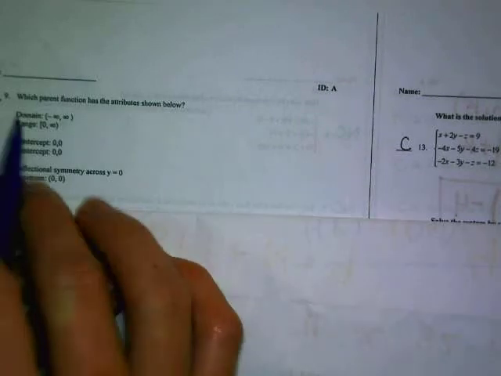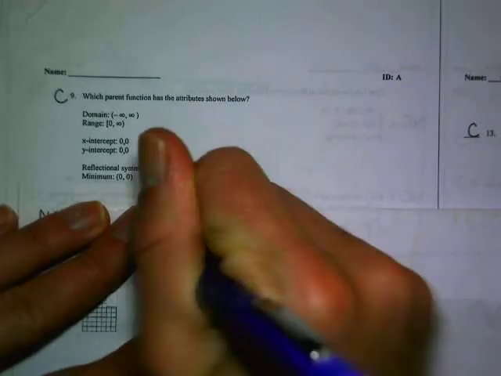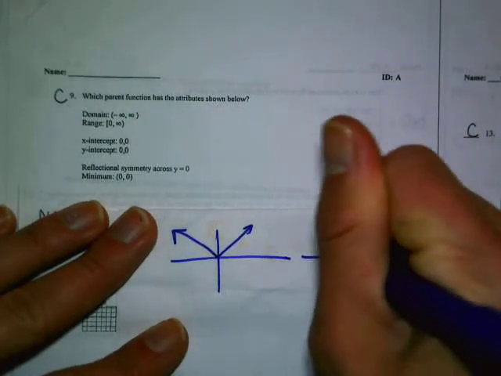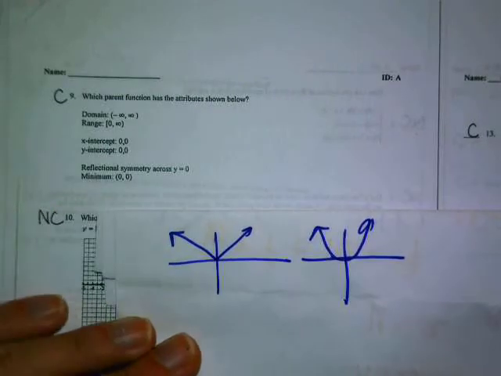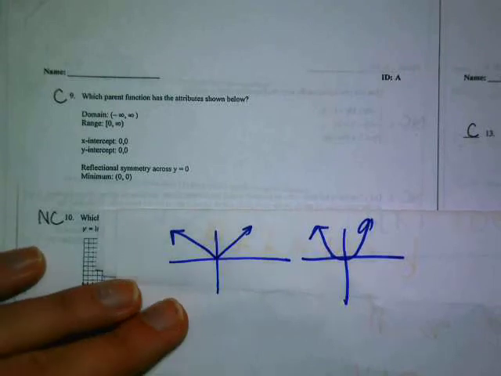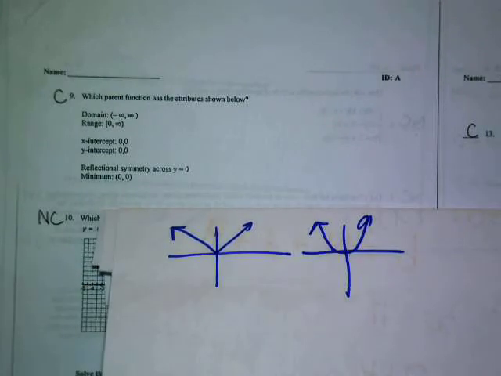Number 9. Which parent function has the attribute shown below? All right, so domain negative infinity to infinity, range 0 to infinity, with a bracket. There are only 2 parent functions where your range is 0 to infinity, and that is the absolute value function and the quadratic function. So both of those will satisfy those. And this is kind of wrong. This is supposed to say x equals 0. My bad.